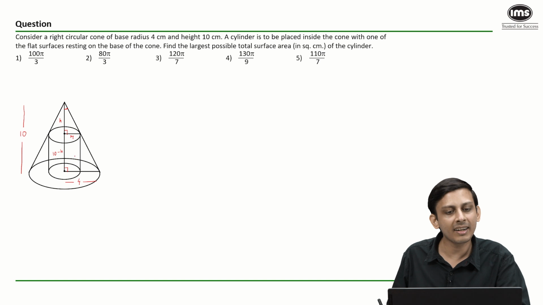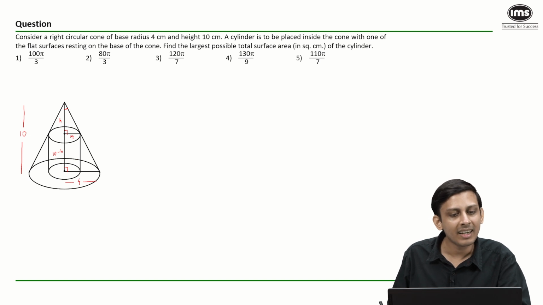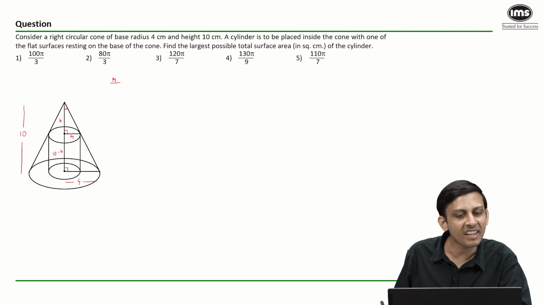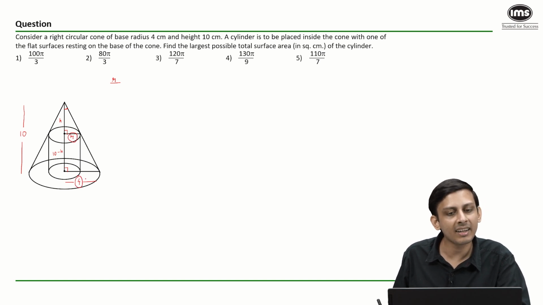Now, let us use similarity. So, we can say that the radius of the smaller cone, or this side of the smaller right angle triangle, and this side of the larger right angle triangle, they are corresponding sides, r by 4. And also, this side of the smaller right angle triangle and this side of the larger right angle triangle are also corresponding sides of the similar triangles. So h by 10. Now both of these are ratios of corresponding sides, so these will be equal.